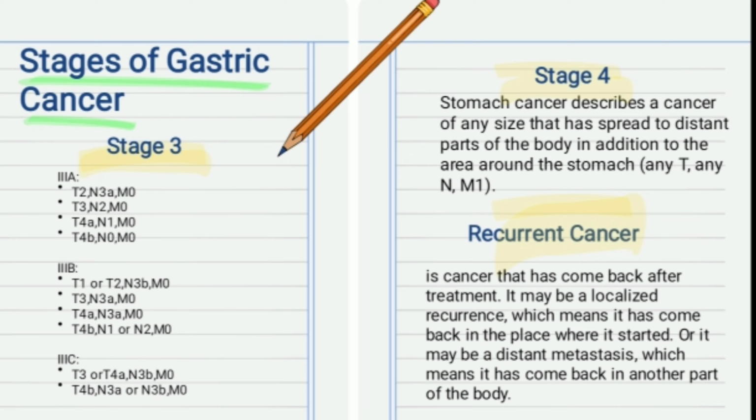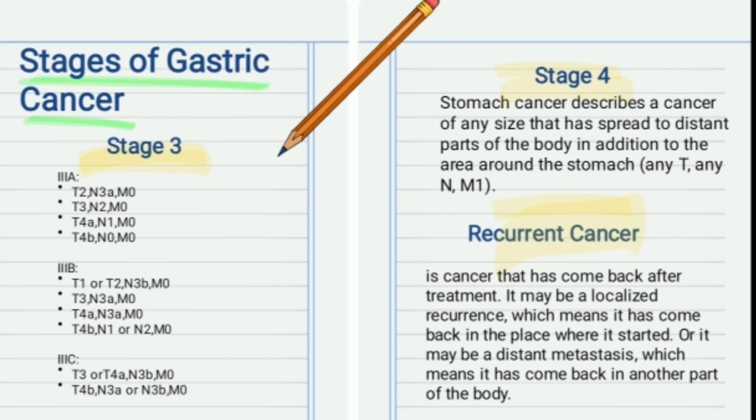Stomach cancer is called stage 3A for any of these conditions. The T2N3AM0, the cancer has grown into the outer muscular layers of the stomach wall, and it has spread to 7 to 15 lymph nodes but not to other organs. Next is the T3N2M0, meaning the cancer has grown through all of the layers of the muscle into the connective tissue outside the stomach, but has not grown into the peritoneal lining or serosa. It has spread to 3 to 6 lymph nodes but not to other organs.